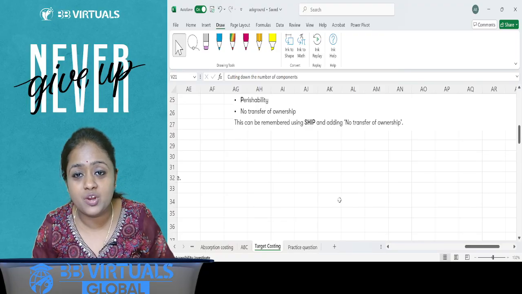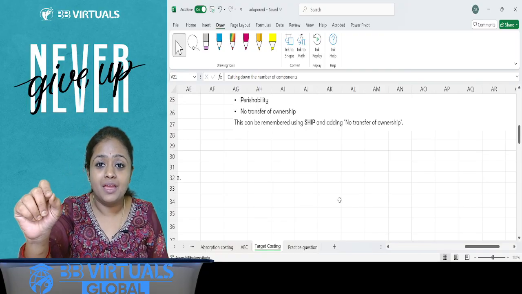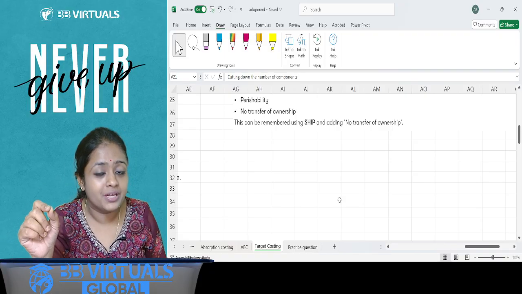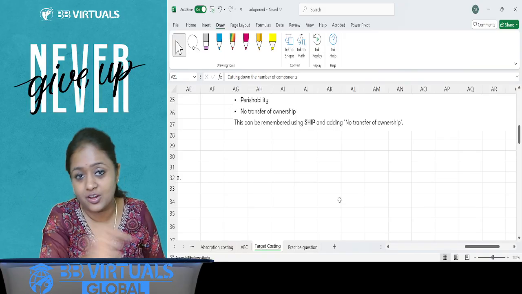But at a changed time. Make a note of it, at 10 a.m. And we will be covering some very critical topics like throughput, like CVP, and life cycle costing.